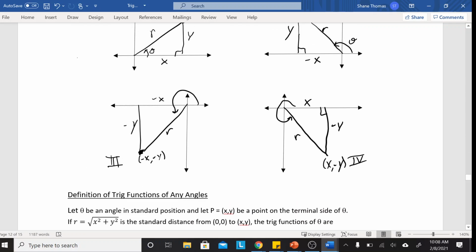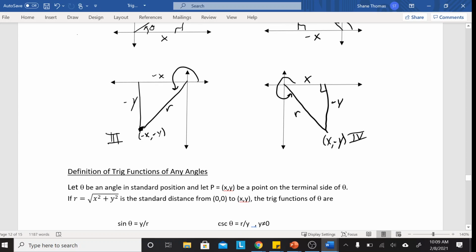Now, definition of trig functions for any angles. Let theta be an angle in standard position, which is what we have in each one of these cases. And let P, or your point, xy, be a point on the terminal side of theta. If r is equal to the square root of x squared plus y squared, the standard distance from 0, 0 to xy, the trig functions are as follows. Again, if you have your x value and your y value, you can find your r value. It's the distance formula, or just the Pythagorean theorem, whichever way you want to look at it.